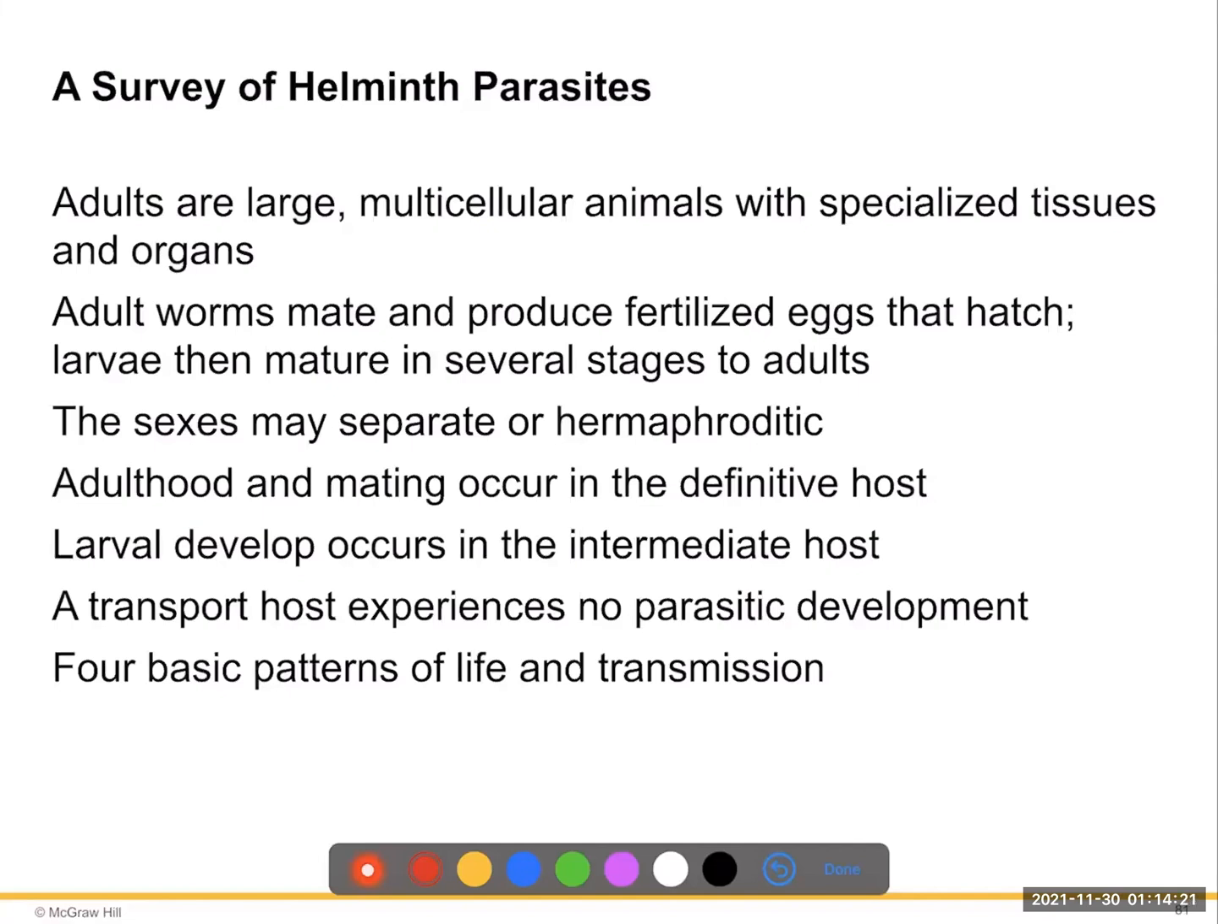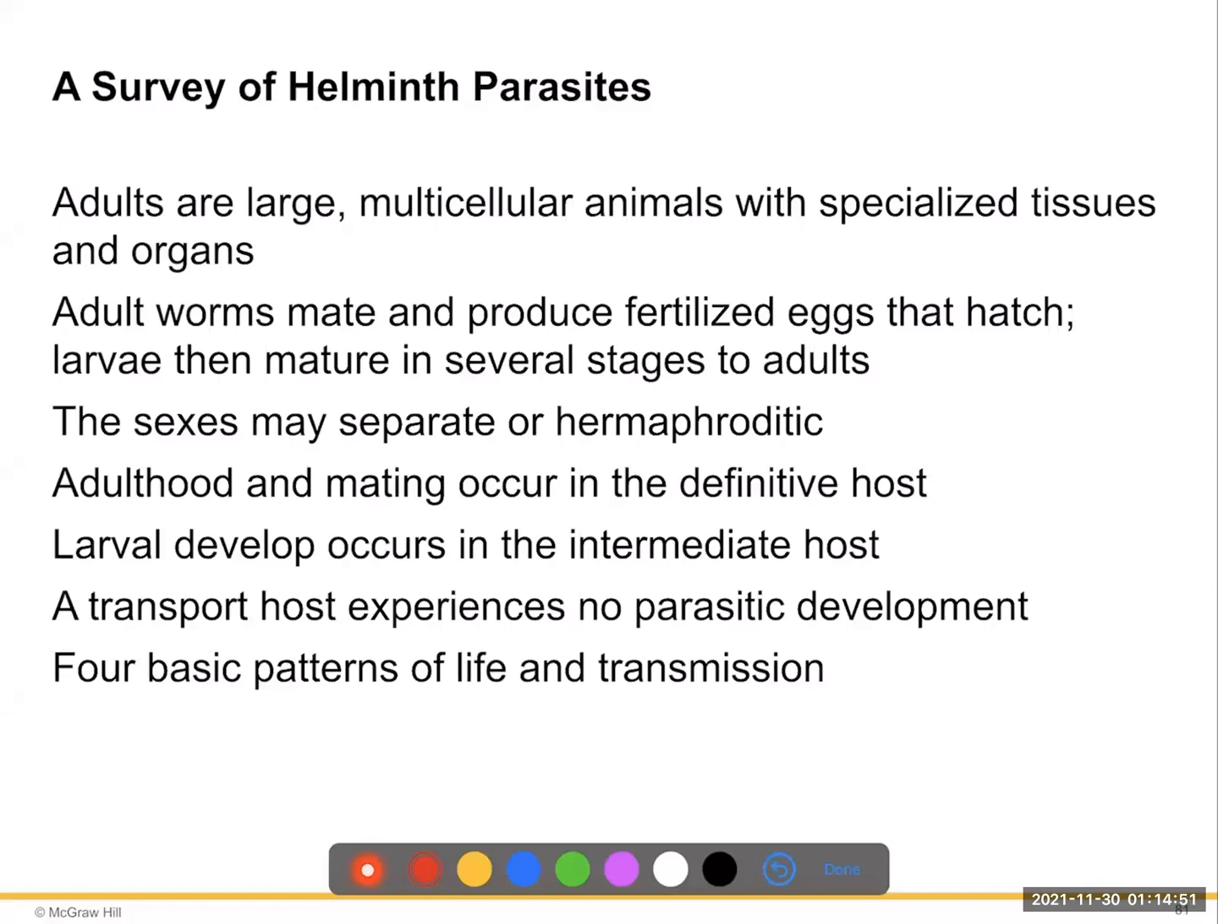So, a survey of helminth parasites. Those are the worm parasites. Adults are large, multicellular animals with specialized tissues and organs. Adult worms mate and produce fertilized eggs that hatch. The larvae then mature in several stages to adults. The sexes may be separate or hermaphroditic, meaning part of the same organism. Adulthood and mating occur in the definitive host. The larval development occurs in the intermediate host.